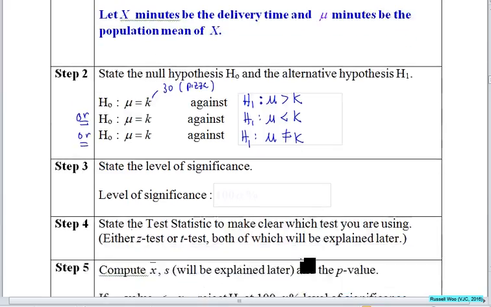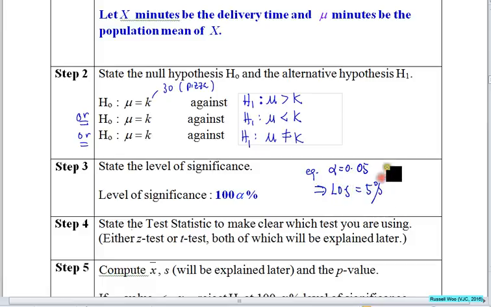Next, you state the level of significance. Your level of significance could be 5%, 10%, etc. It doesn't matter, but you must state whatever percent you choose. 100 alpha percent is the level of significance; for example, alpha could be 0.05, which implies the level of significance is 5%. Alpha is the absolute number, the probability, and 100 alpha is 5%. Correct?